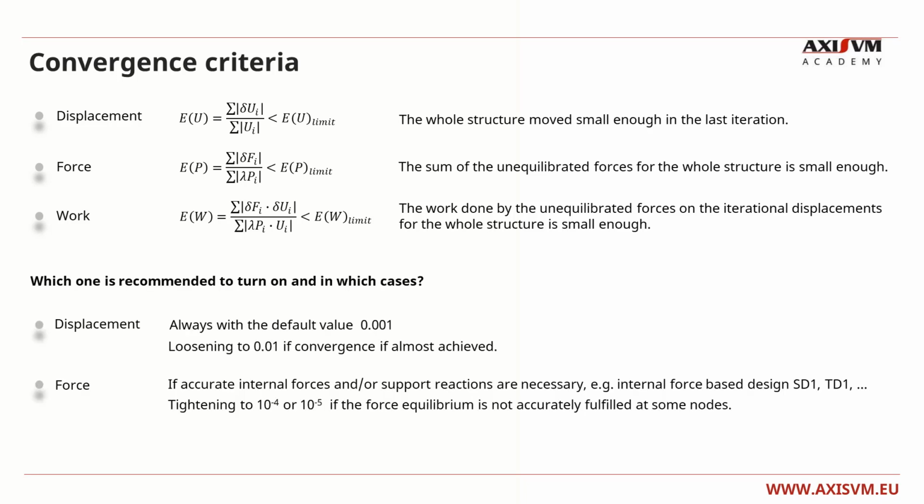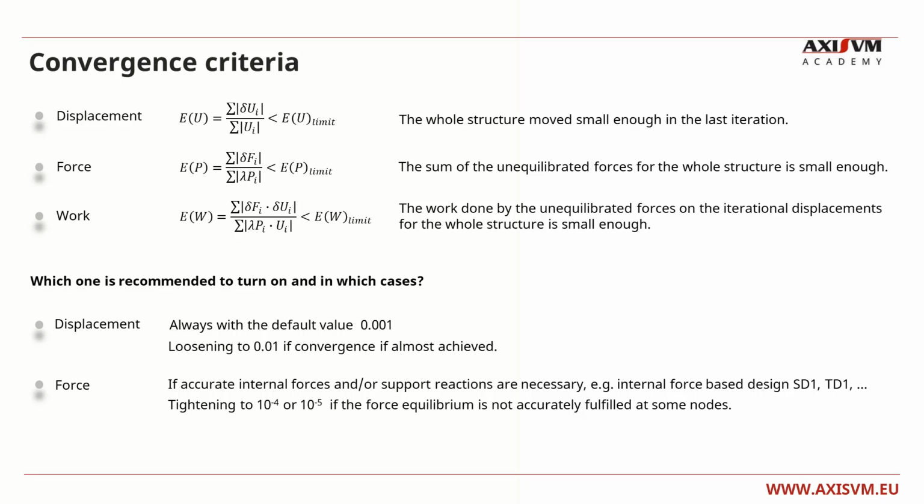The following question arises: which convergence criterion is recommended to turn on, and in which cases? Displacement criterion is always suggested to turn on because displacements are the primary variables. Its default value, 10 to the power of minus 3, is tight enough for accurate results. If the convergence is almost but not achieved, it is suggested to loosen the limit to 0.01. It yields inaccurate displacements, but we can see an approximate deformed shape that can help to find the reason of the weak convergence. This trick can often be applied for models with reinforced concrete.